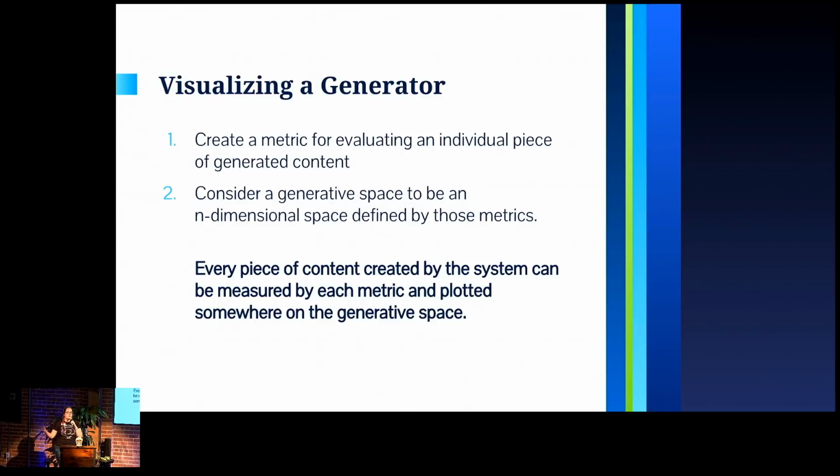And once you have these numeric metrics, you can create a generative space where each one of those metrics is an axis in an n-dimensional space. And now you can have a visualization of, by the metrics that you care about, you can score a particular piece of content in terms of how well it fits what you want your generator to create. So every piece of content created by the system can be measured and plotted on this n-dimensional generative space.